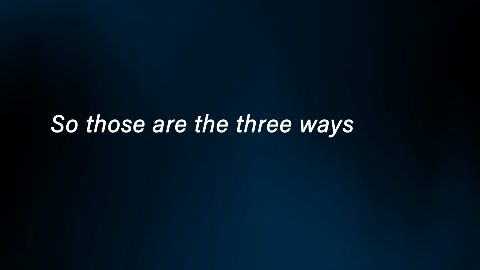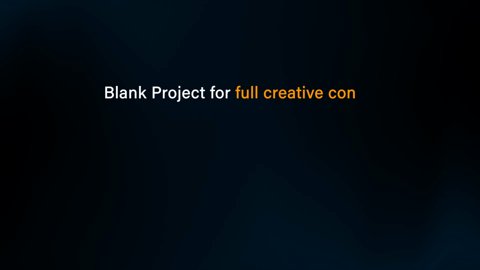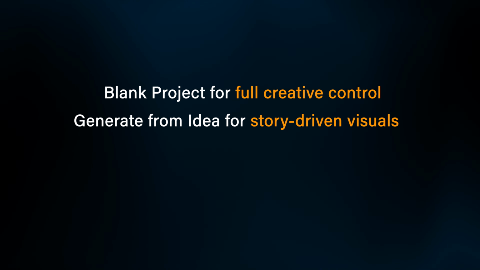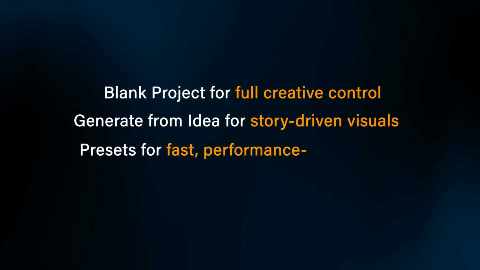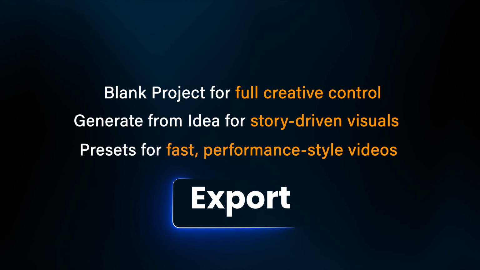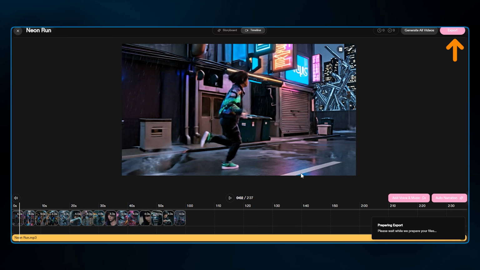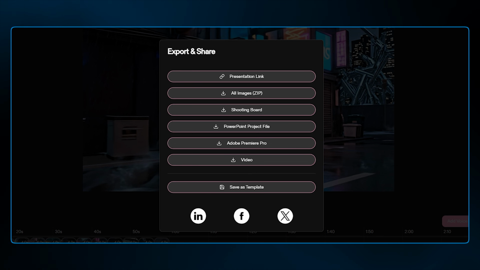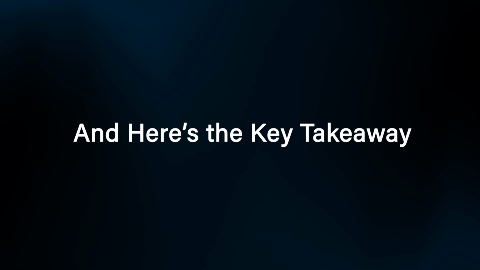So those are the 3 ways to use Katalist for music. Blank project for full creative control, generate from idea for story-driven visuals, presets for fast performance style videos. When you're done, just hit export. You can export the final video, the images, or even a Premiere profile, so you can fine-tune timing, transitions, and sound mixing. And here's the key takeaway.